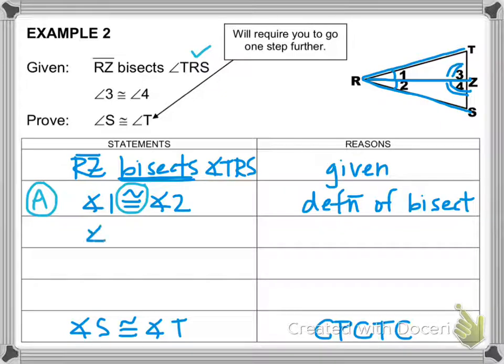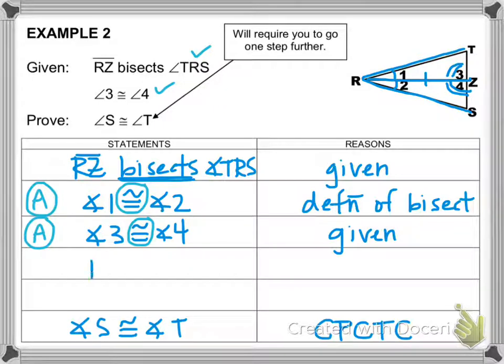So we're going to write our next given. Angle 3 is congruent to angle 4. The reason is given. This happens to already be a congruent statement, and it's also an A, so we're done with that given. So remember, we got to have 3 letters. So our last letter is that RZ is congruent to itself. Remember that one? RZ on the top triangle is congruent to RZ on the bottom triangle because they're the same side. So anytime you say something is congruent to itself, it's always going to be reflexive property as your reason.